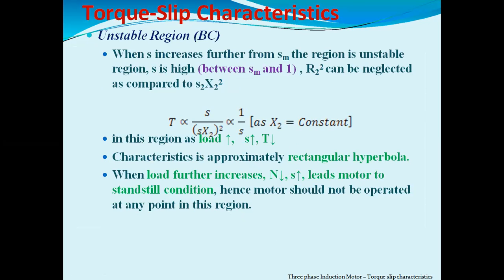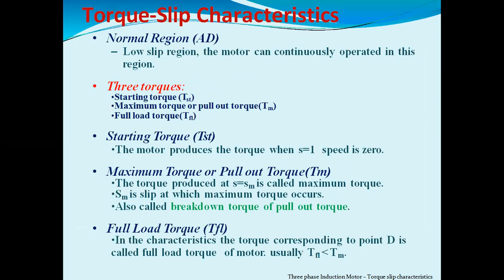Here, if we increase the value of load and decrease the speed of the rotor, S will increase, which will lead to the motor standstill condition. Hence, the motor will not be operated at any point in this region. So here we are talking about the torque slip characteristics. It has three regions. We have seen the stable and the unstable regions. Now we are supposed to study A to D.